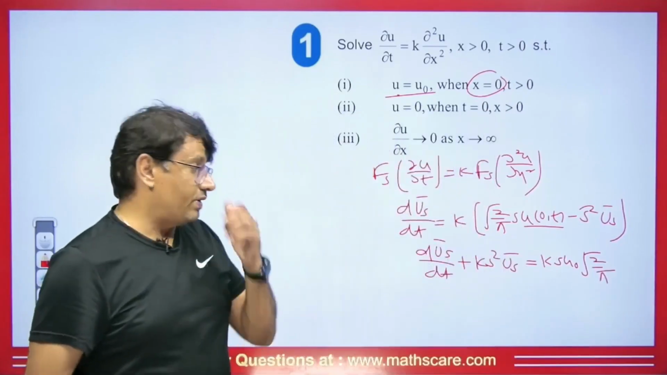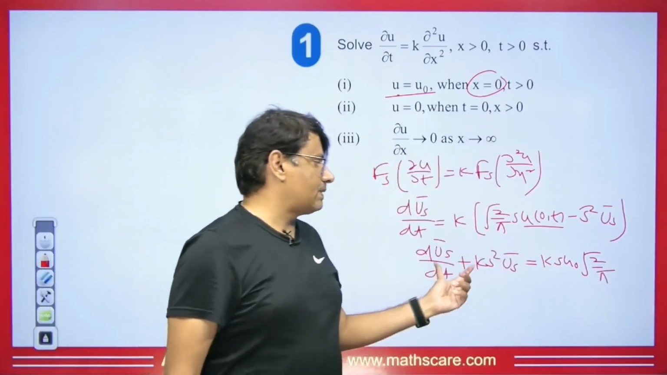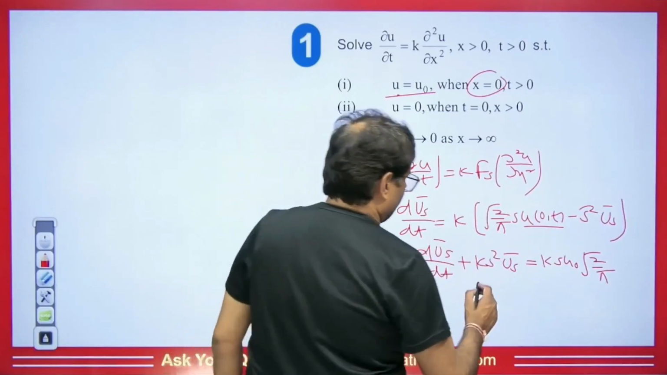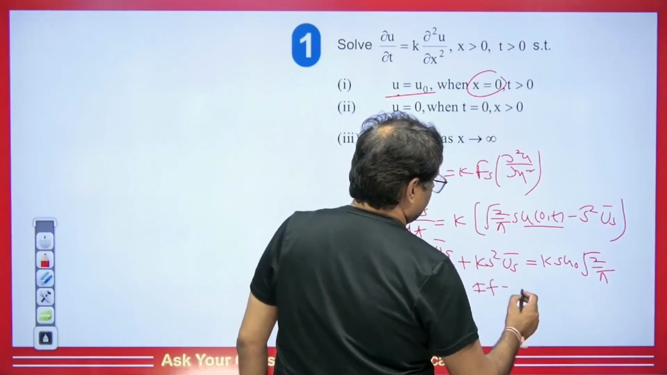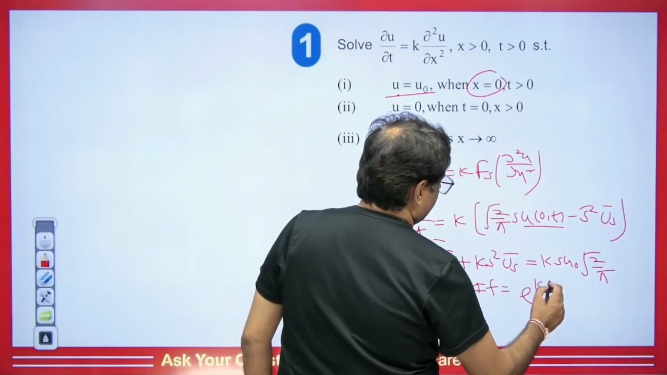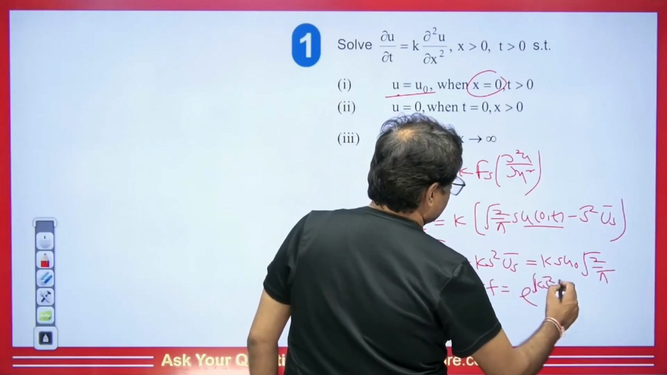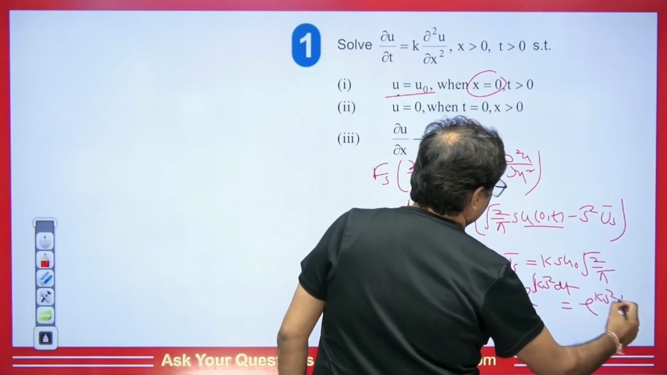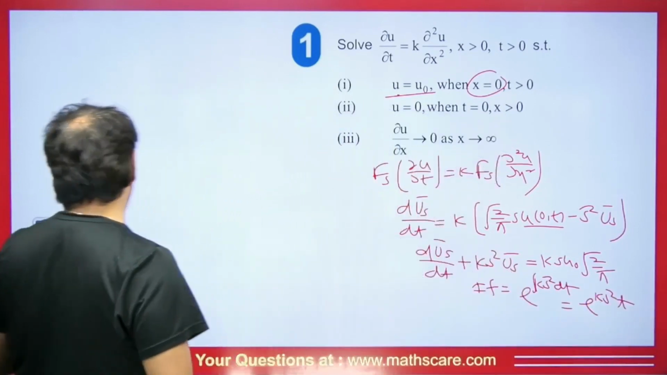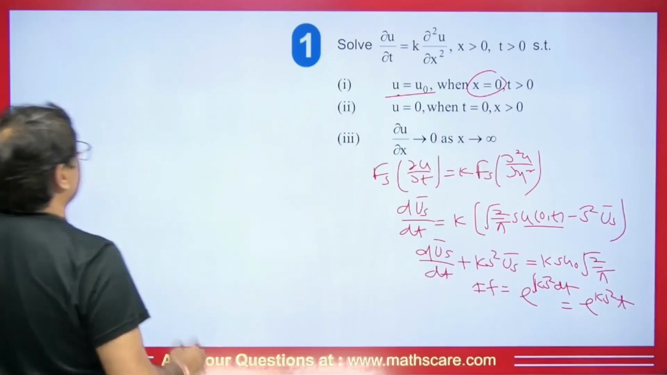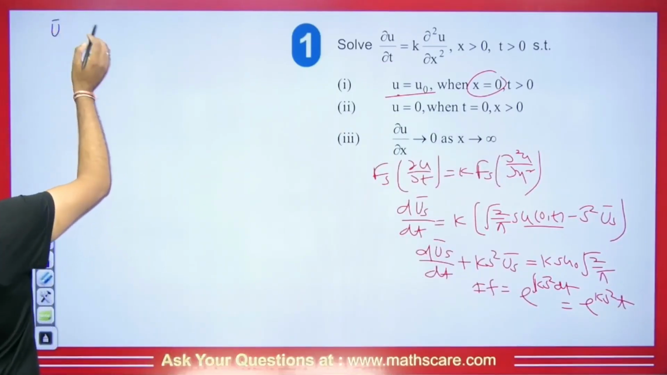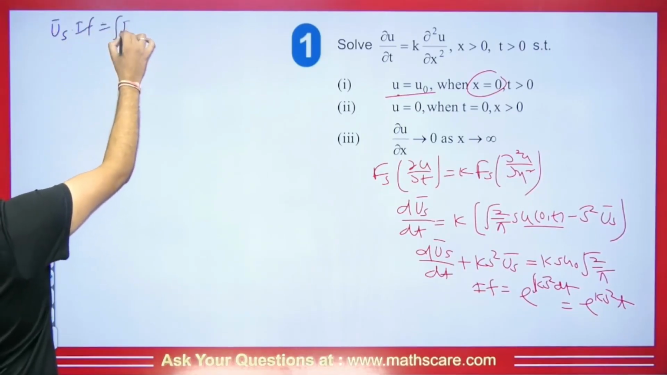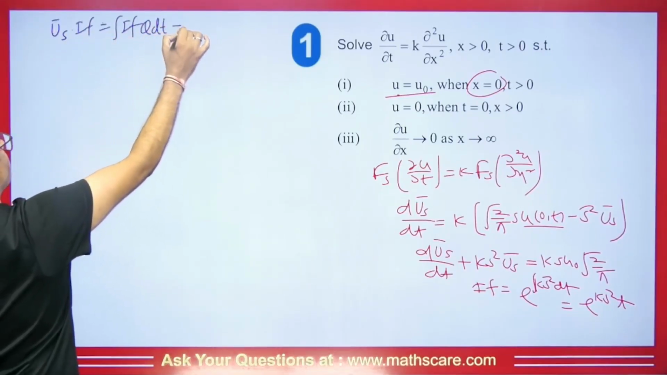So you can see we have a differential equation here, and what type of differential equation is it? We are getting this as linear in u bar. So what we will do is find the integrating factor, right? So the integrating factor will be e to the power integral of k s square dt. It is the integral of p dt, right students? So we will get e to the power k s square t here. We know that this is linear in u bar, so we know what will be its solution. It will be u bar s times IF is equal to integral of IF times Q dt plus a.